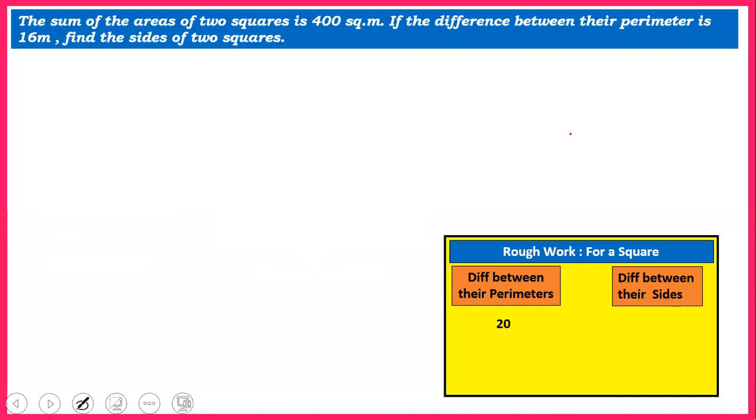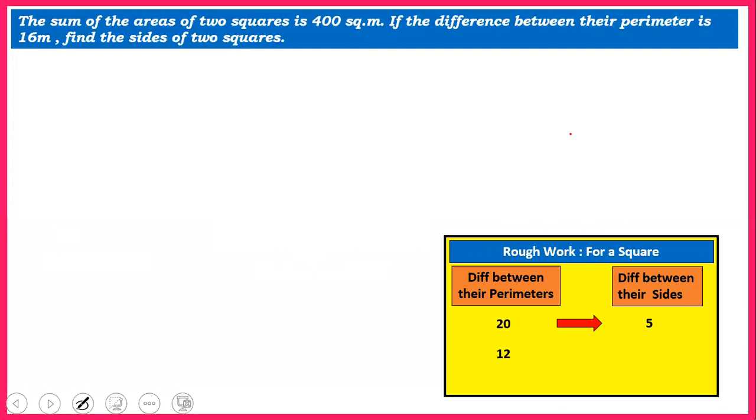Now let us take an example. If the difference between the perimeter is 20. Now since I know square has four equal sides, now listen to this very carefully. When the difference between the perimeter is divided by 4, we get the difference between their sides, because of 4 equal sides. So when 20 is divided by 4, what I get is 5. So if the difference between the perimeter is 20, the difference between their sides will be 5. Simple. So as simple as that. Divide the difference between their perimeters by 4, we get the difference between their sides.